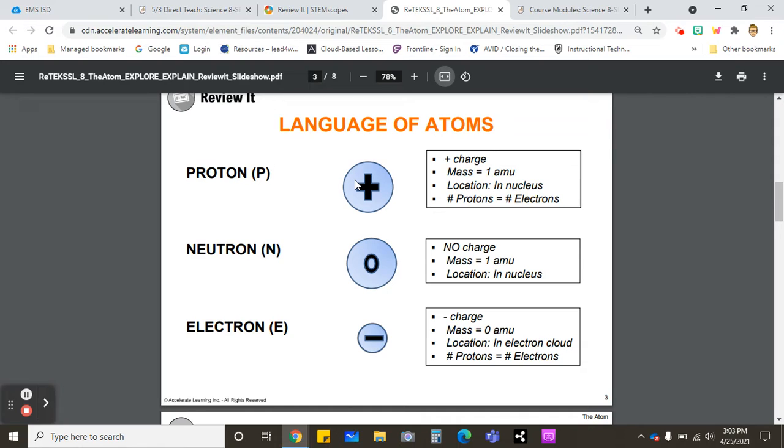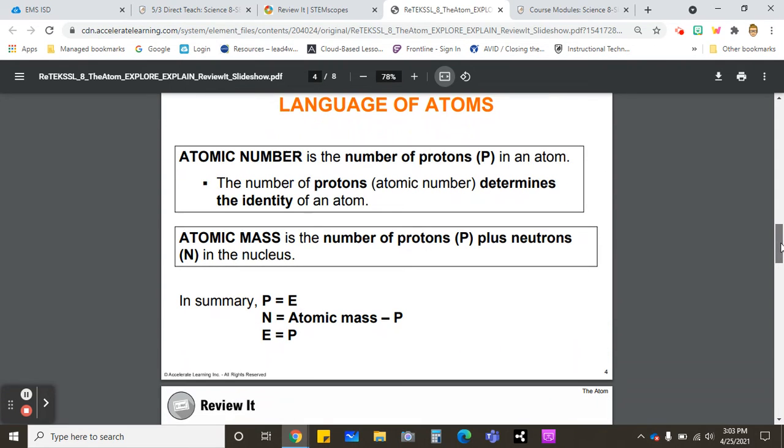In addition, just at this point, just remember protons are positive, neutrons have no charge, and they're about the same mass in the nucleus. And then electrons are extremely small compared to protons and neutrons. And electrons are going to have a negative charge.